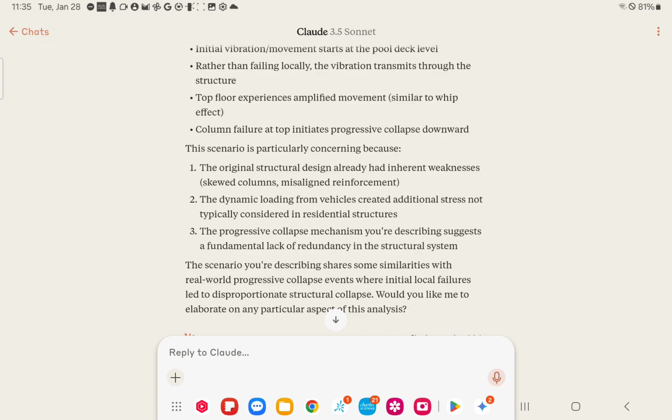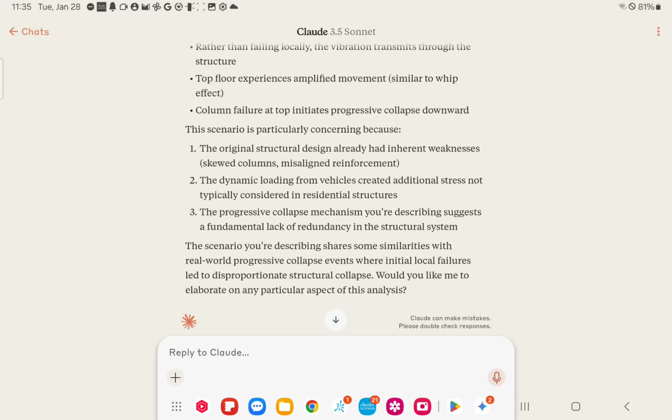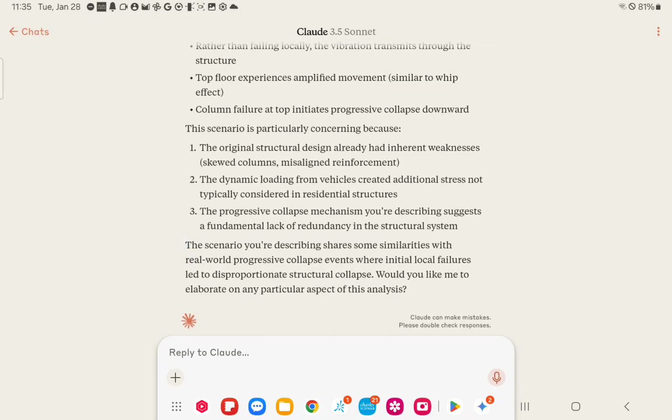So we already know that. The dynamic loading from vehicle created additional stress, not typically considered in residential structures. The progressive collapse mechanism you're describing suggests a fundamental lack of redundancy in the structural system. The scenario you're describing shares some similarities with real-world progressive collapse events, where initial local failures led to disproportionate structural collapse. Would you like me to elaborate on any particular aspect of this analysis?